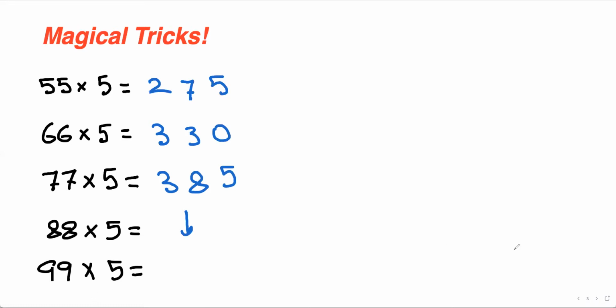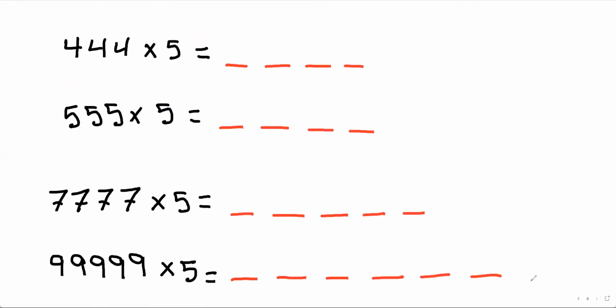It doesn't stop here. Check this out. How about if we have 444 times 5, then still the same thing. 4 times 5 is 20, so we put 2 here and a 0 there. Add these two numbers, you get 2, so you put a 2 here and a 2 there.